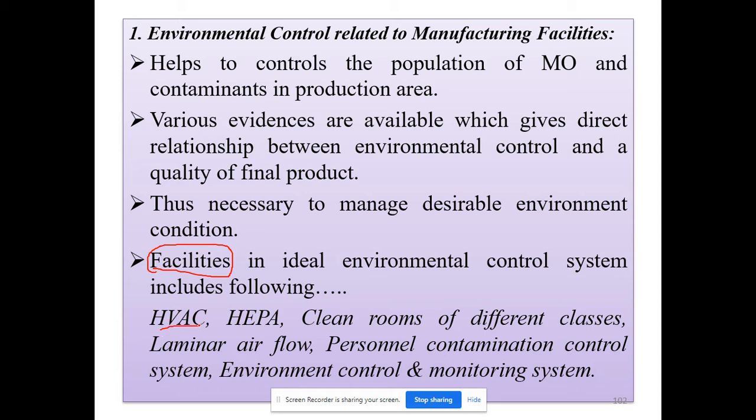HVAC system, heat ventilation and air conditioning system, HEPA filters, clean rooms of the different classes, laminar airflow system, personal contamination control system, environment control system, and environment monitoring systems. All these facilities are required in order to control the environment of the working area.